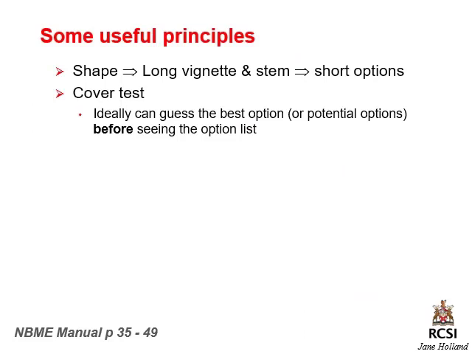So some useful principles. The shape of the question, you want all the reading to be in the vignette. So it can be a long, complex vignette with relevant medical history, presenting problem, medications, test results, clinical signs and symptoms, whatever. You choose how much or how little you put in there. But yes, most of the reading should be in that, and then you have a clearly defined question, the lead-in, and the options should be short.